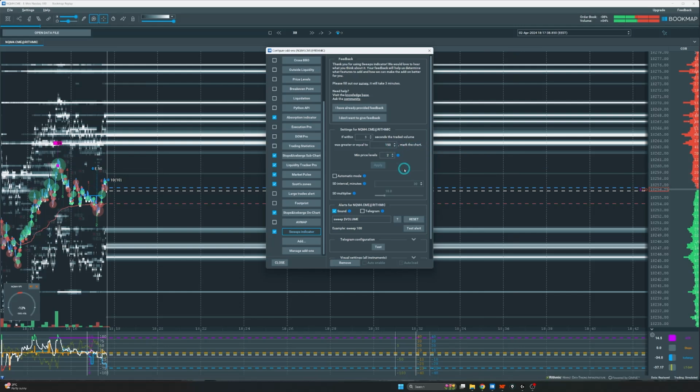That's for NQ. For each instrument that'll differ. You can just use automatic, but I use this. 1 second, 2 levels minimum, 150. And again, sweep volume, sweep volume. I don't care about side.